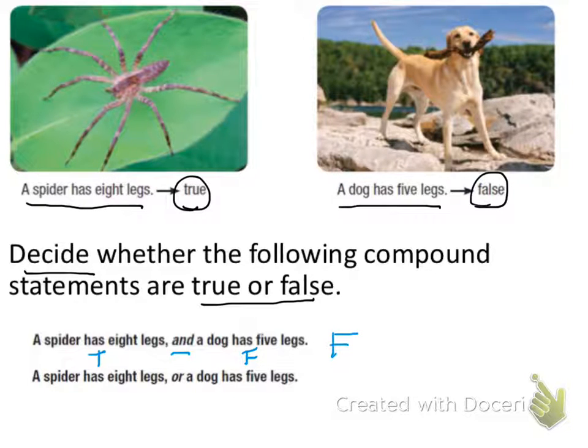Let's look at the second one. This one uses the word or. It says a spider has 8 legs or a dog has 5 legs. The first part is true, the second part is false, but the whole statement is true, even though there's a false part, because of that word or. It's one or the other, whereas and means both.